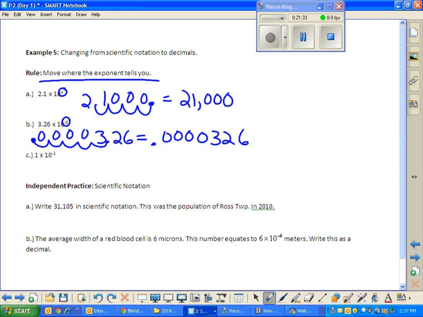And then 1 is like 1.0 times 10 to the negative second. So I move that 1, 2 spaces to the left. So what I have there is 0.01 as my answer, 1/100th.